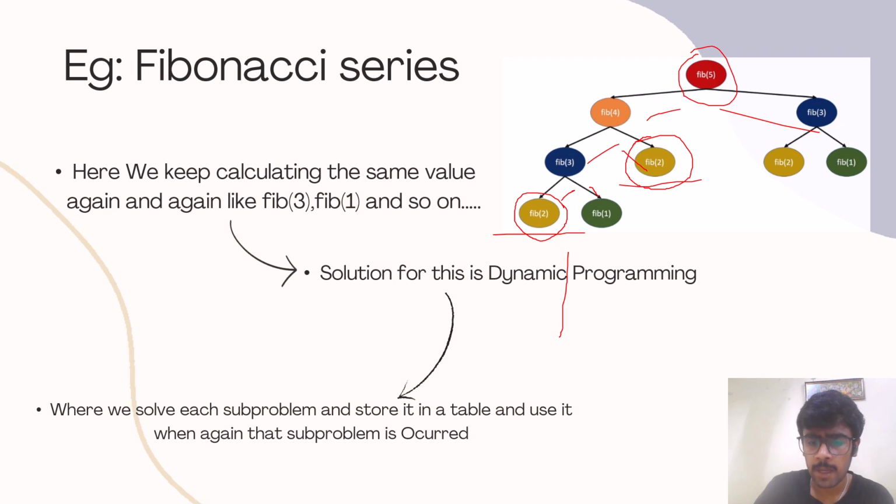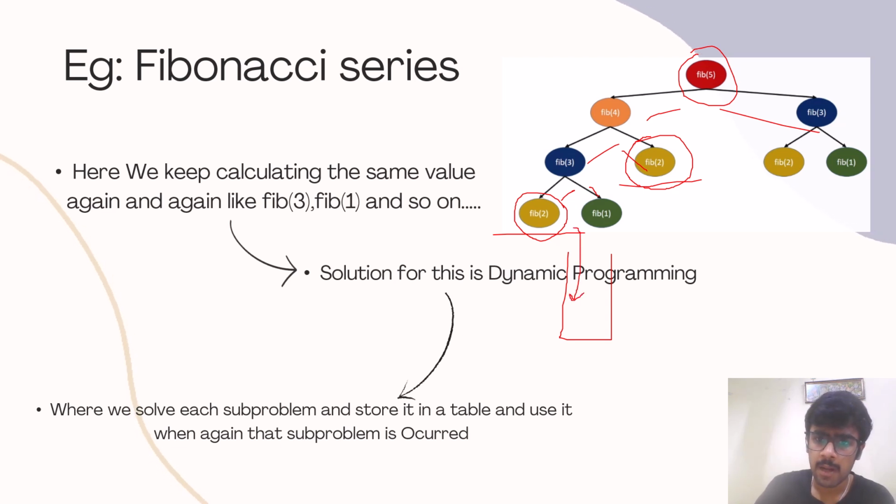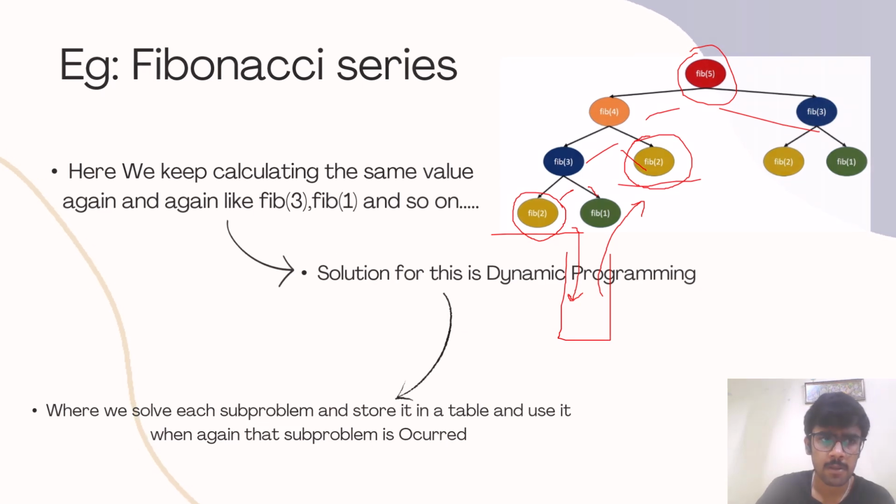So what dynamic programming does is, when a problem is divided into subproblems, each one is executed and stored in a table. Whenever the same subproblem comes up again, it uses that value from the table instead of recomputing it. In this way, we can overcome the overlapping subproblems.